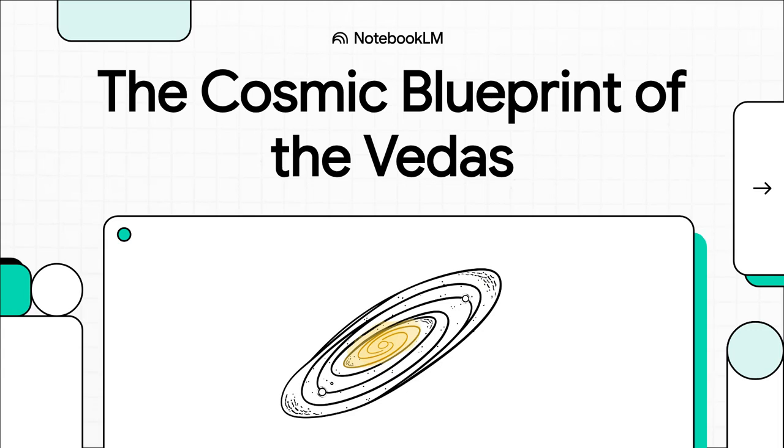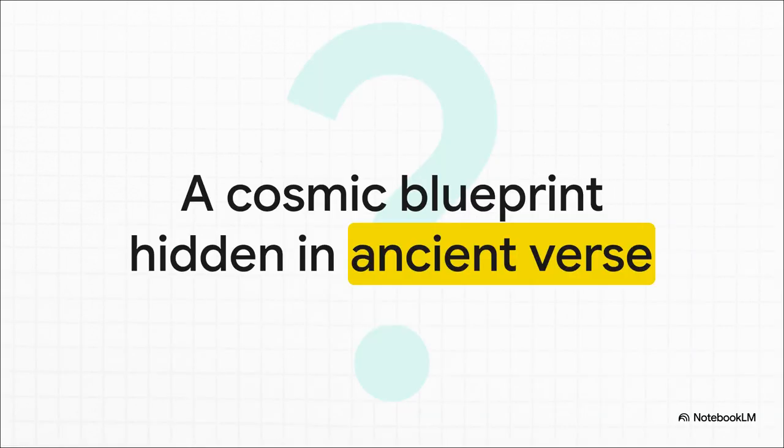We often think of the creation of the universe as, well, chaotic, right? A big, messy event. But what if it wasn't? What if it was all part of a plan? A cosmic blueprint, hidden away in the ancient verses of the Vedas. Yeah, you heard that right.